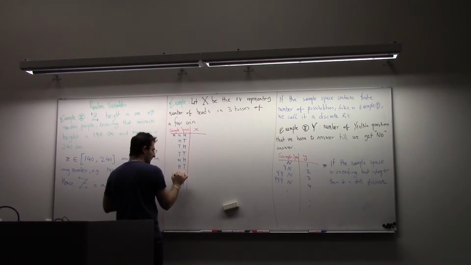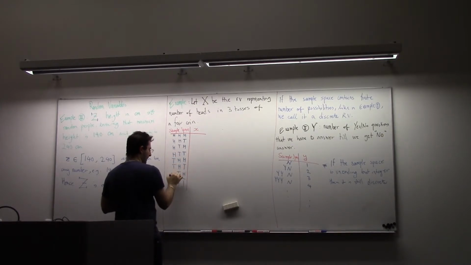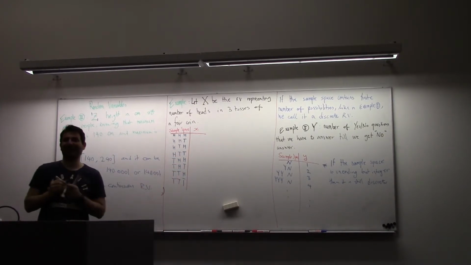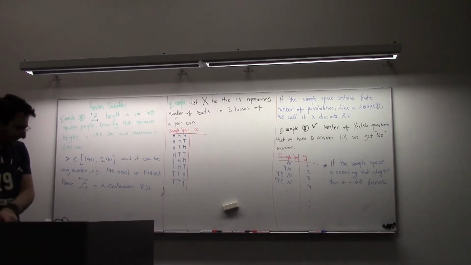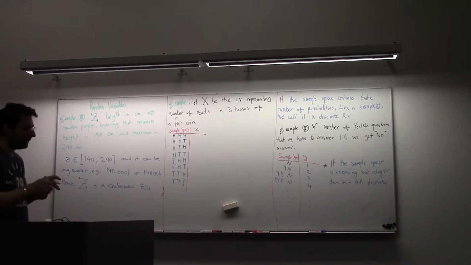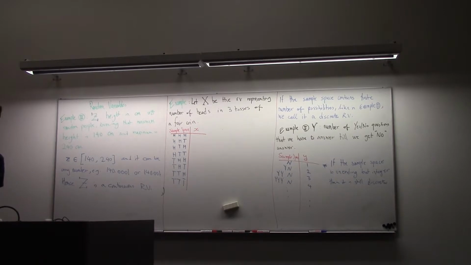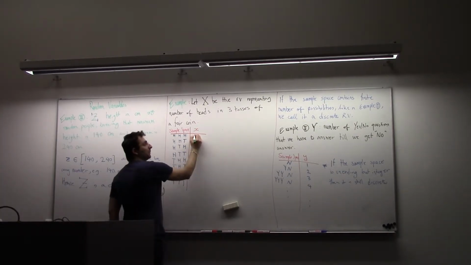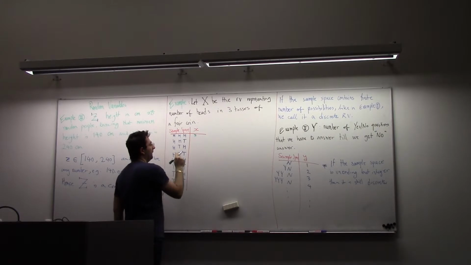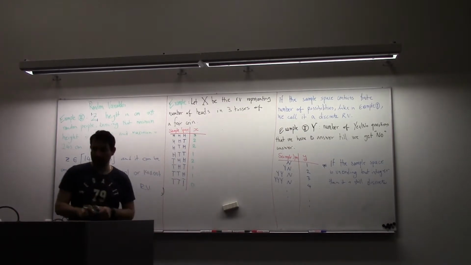So this is our sample space, which you know has 8 possibilities, right? And you tell me, what is X? 3, 2, 2, 1, 2, 1, 1, 0.